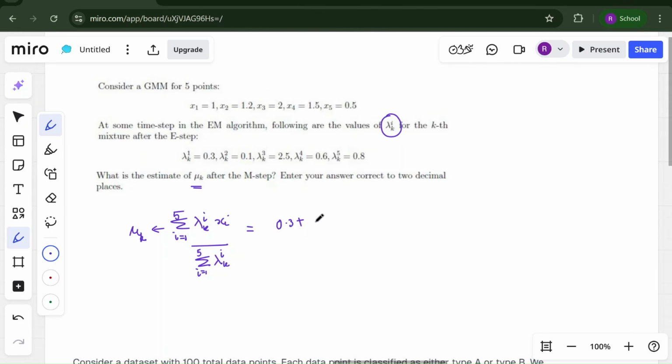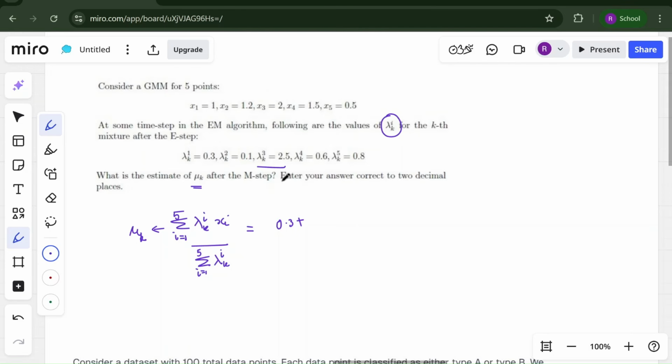Just wanted to ask you something. In this case, it mentions that lambda 3k is equal to 2.5. Is it possible? Good question. It is typically not possible.